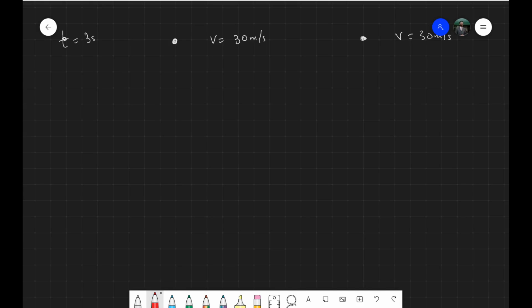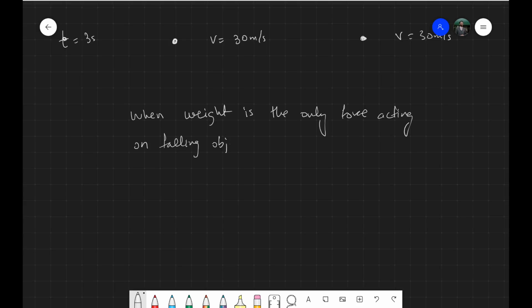Well, now from this we can basically conclude that when weight is the only force acting on falling objects, we can say that their acceleration is 10 meters per second squared near Earth.